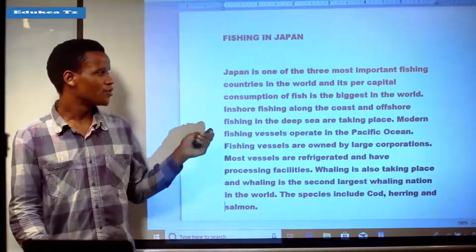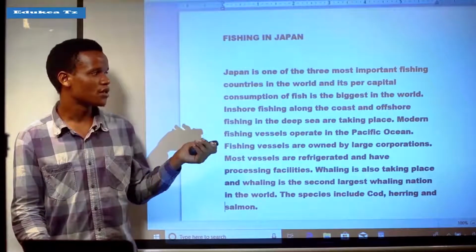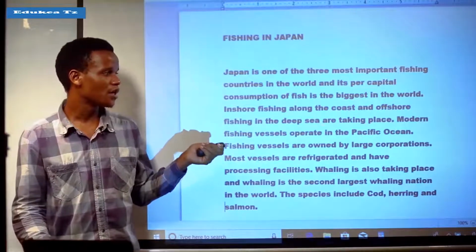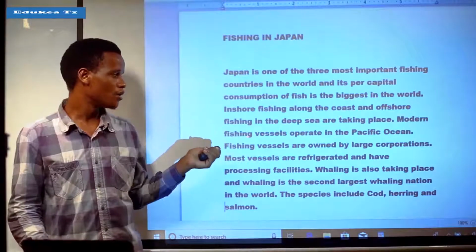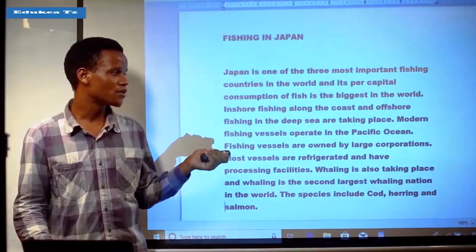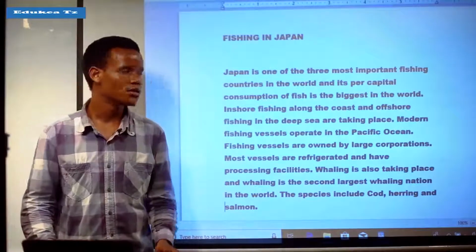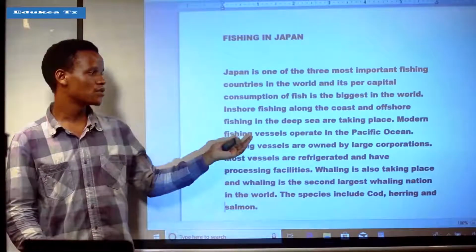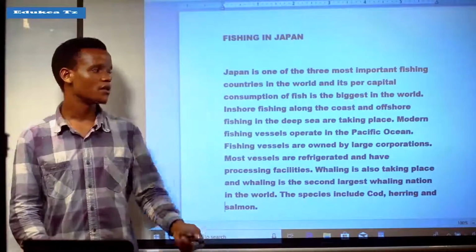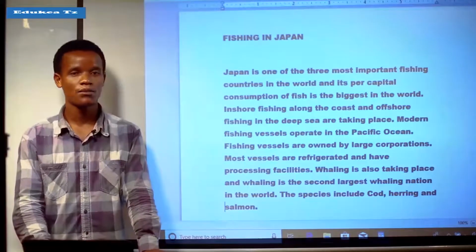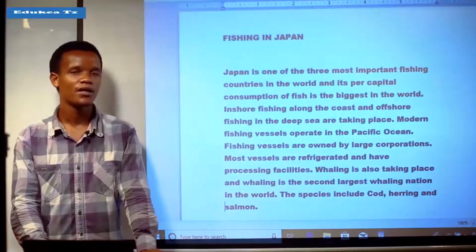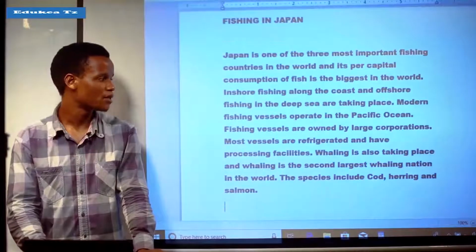So inshore fishing along the coast and offshore fishing in the deep sea are taking place. Modern fishing vessels operate in the Pacific Ocean. As you see, there are modern fishing vessels operated across the Pacific Ocean that support the fishing practiced in the country of Japan.